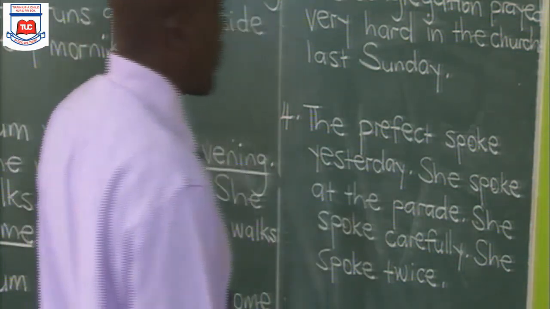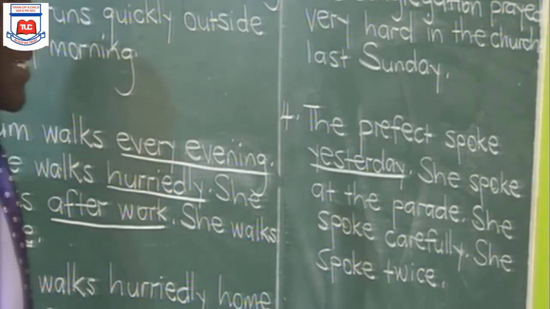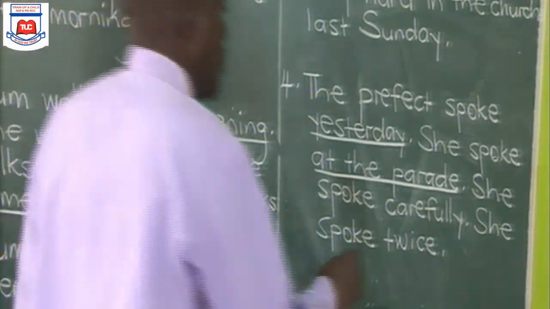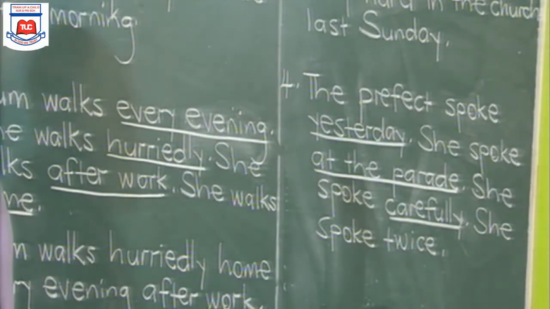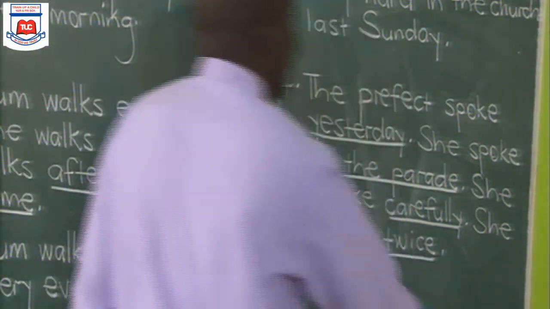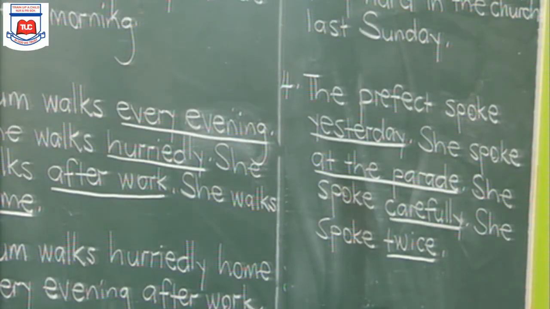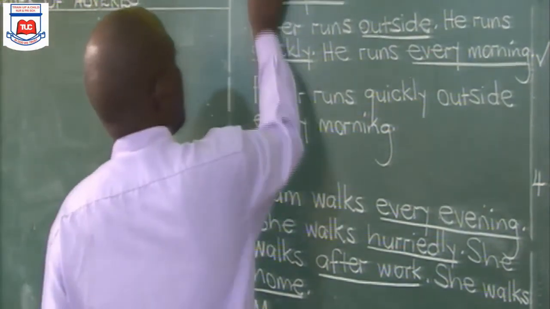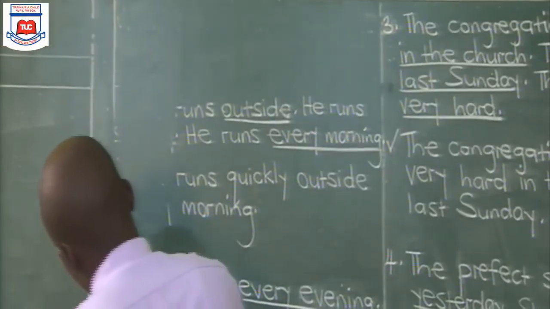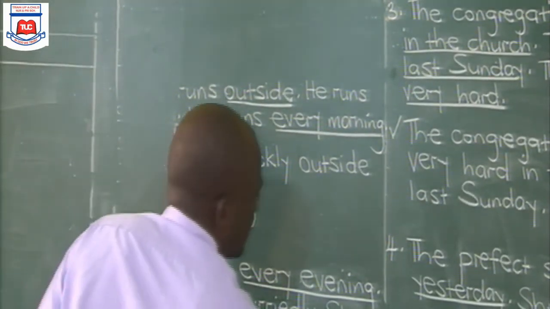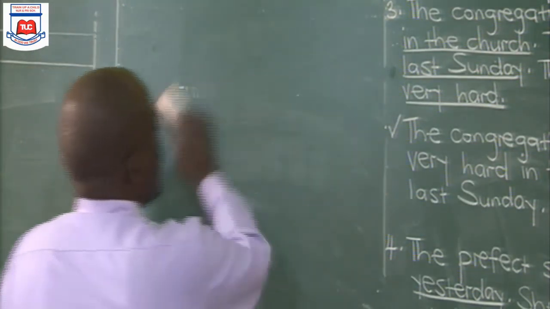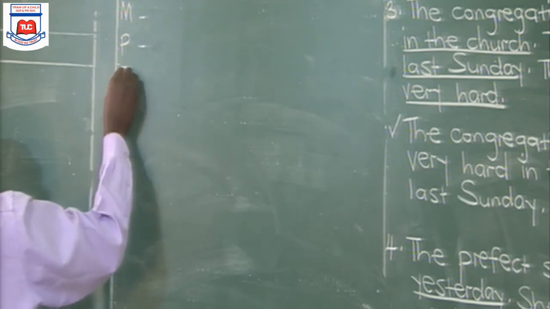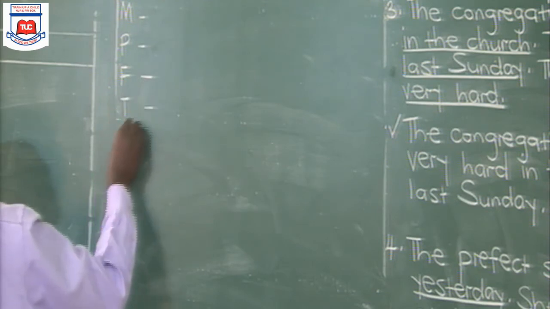The prefect spoke yesterday. You must know which type of adverb that is. That is time. She spoke at the parade. Which type of adverb is that? Adverb of place. She spoke carefully. Which type of adverb is that? An adverb of manner. How? Then she spoke twice. Which type of adverb is that? That is adverbs of frequency. So you come and arrange them in their correct order. Okay? Make sure you arrange them in their correct order. So what comes first? Manner comes first, followed by place, followed by frequency, followed by time, and lastly, purpose comes in.